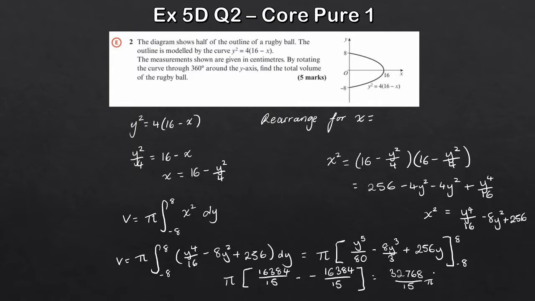Yeah, we're in centimetres, so that'll be centimetres cubed because it's volume. So 32,768 divided by 15 pi centimetres cubed. And that's our final result there for that one. Okay, so that's when you're doing it around the y-axis. So the difference is that when you're doing it around the y-axis, this has to be x squared. So for around the y-axis.